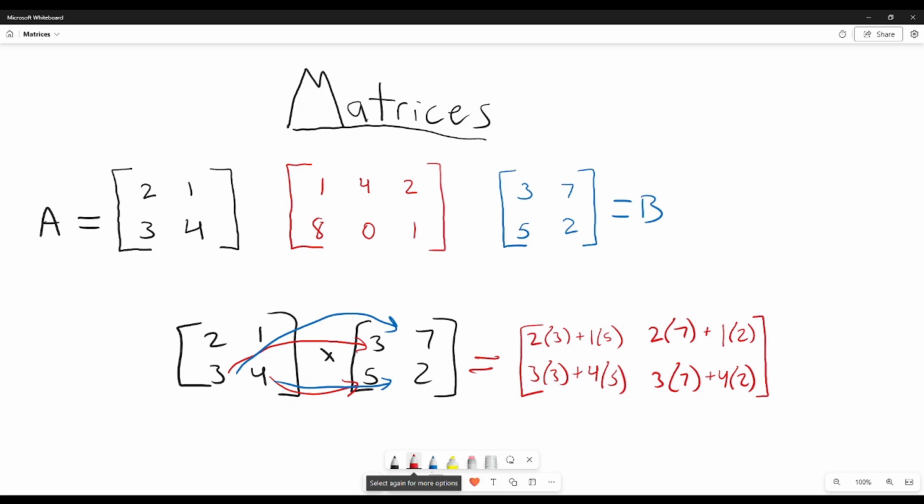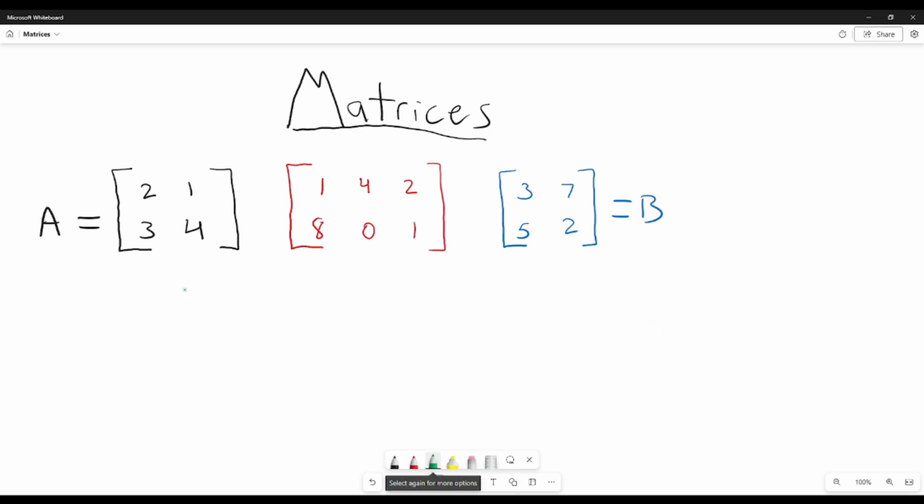The resulting matrix will have the same number of rows as the first matrix and the same number of columns as the second. In other words, the resultant matrix will have a size of m1 by n2. So remember, if this is m1 by n1 and this is m2 by n2, this resultant matrix is going to have these dimensions. Hopefully that makes sense.